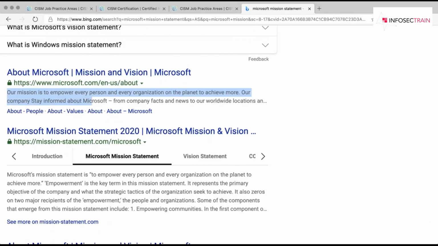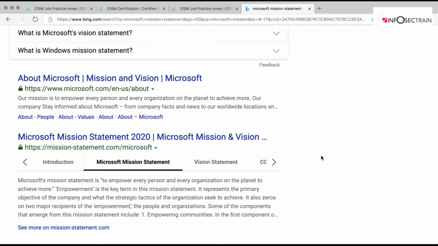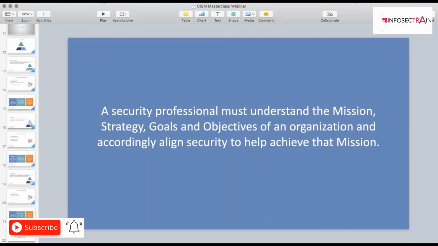It says our mission is to empower every person in every organization on the planet to achieve more. You see that? Obviously there's a lot of explanation here, but that's a basic mission statement. So again, a very broad statement. Nothing specific here, and that's how mission statements usually are for any organization. In order to achieve these missions, we create strategies, goals, objectives, etc. So let's understand those concepts.